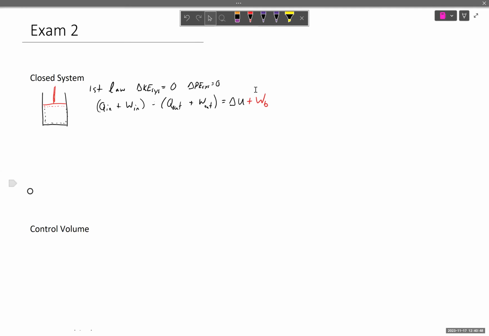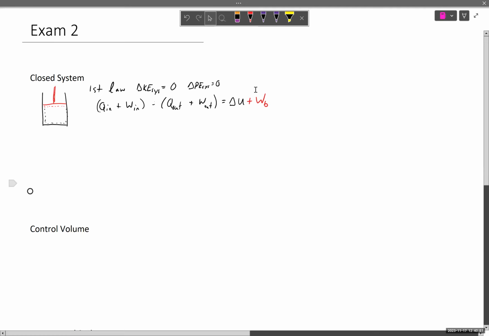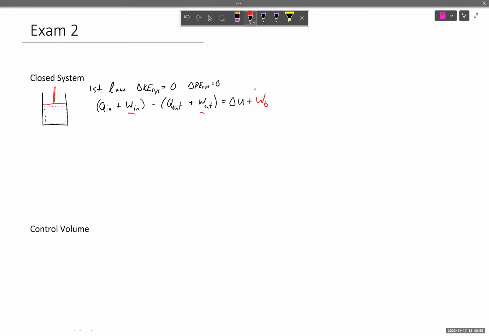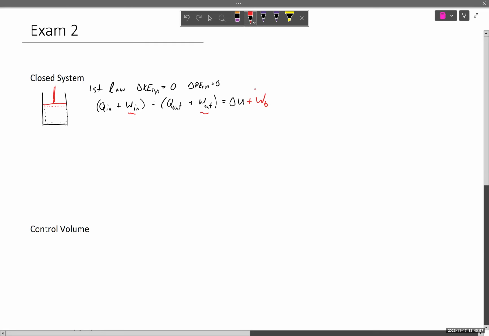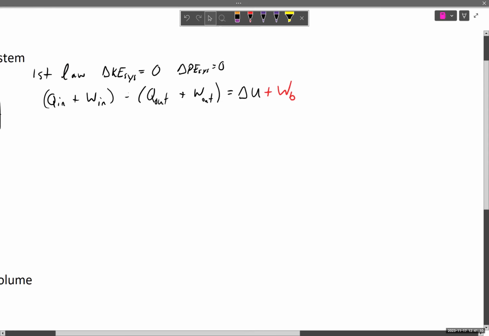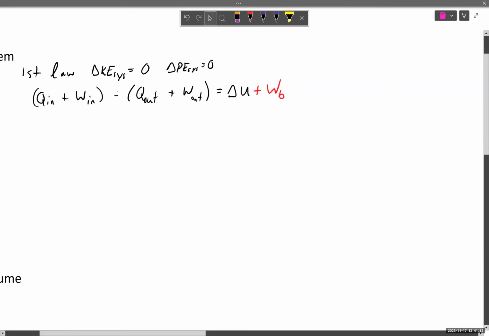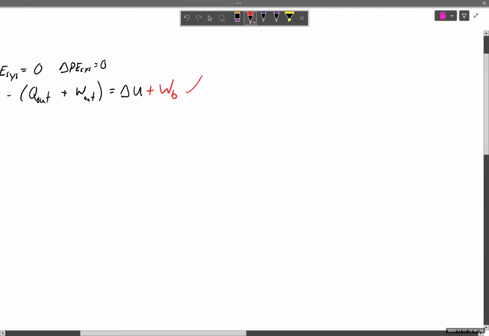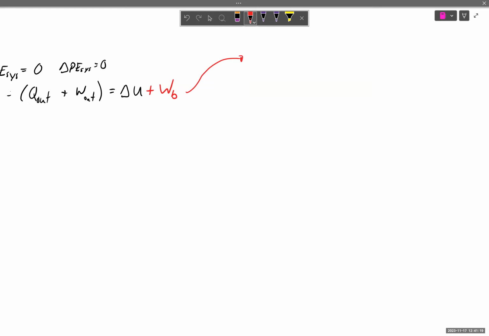So in most of the examples or homework problems that you did, your in and out work terms were oftentimes zero. And in many of the cases, one of the heat terms was also zero. So we ended up with a relatively straightforward equation. Then we spent a decent amount of time diving into work at the boundary, which really came down to these conditions.